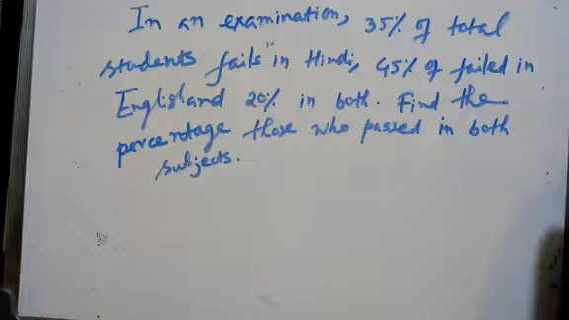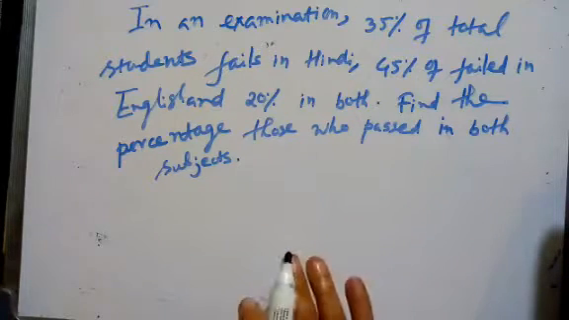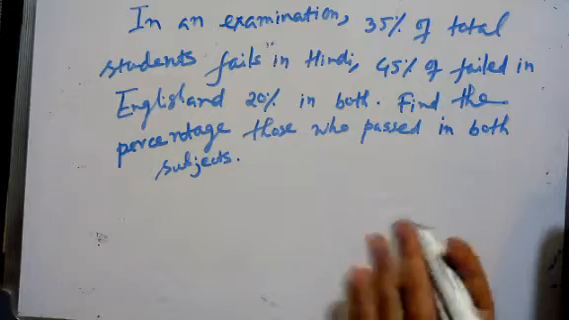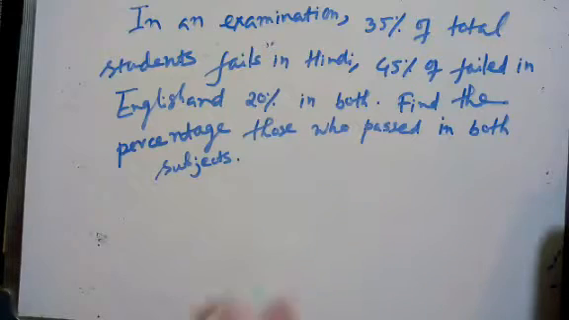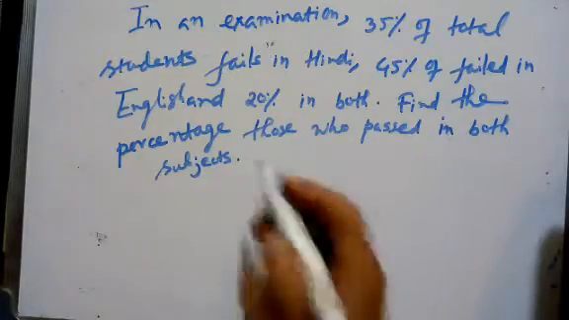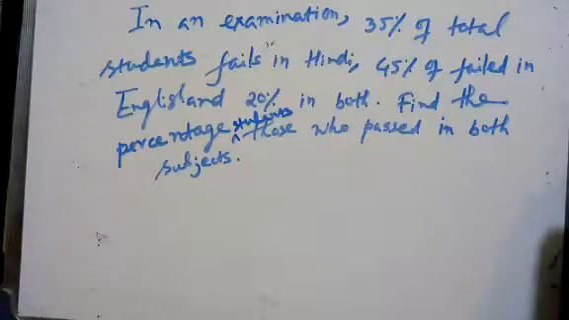First, think: in an examination 35% of total students fail in Hindi and 45% fail in English, and 20% in both. That means 20% of students fail in both. They fail in English and they fail in Hindi. Find the percentage of students who passed in both subjects, clear.